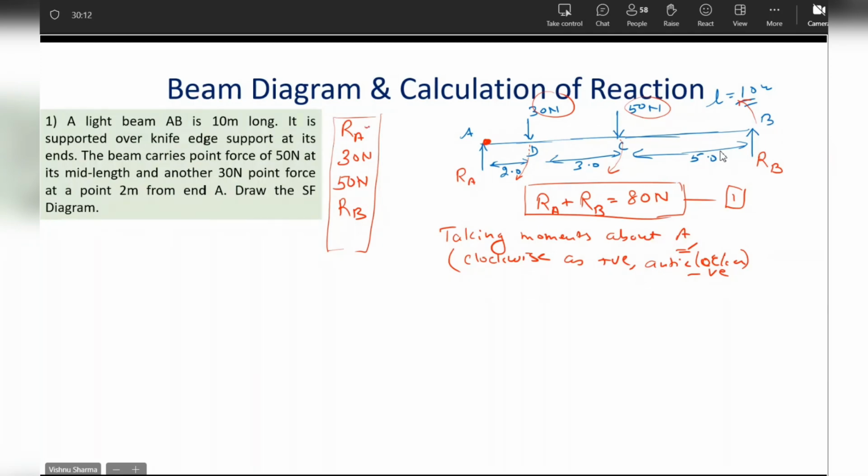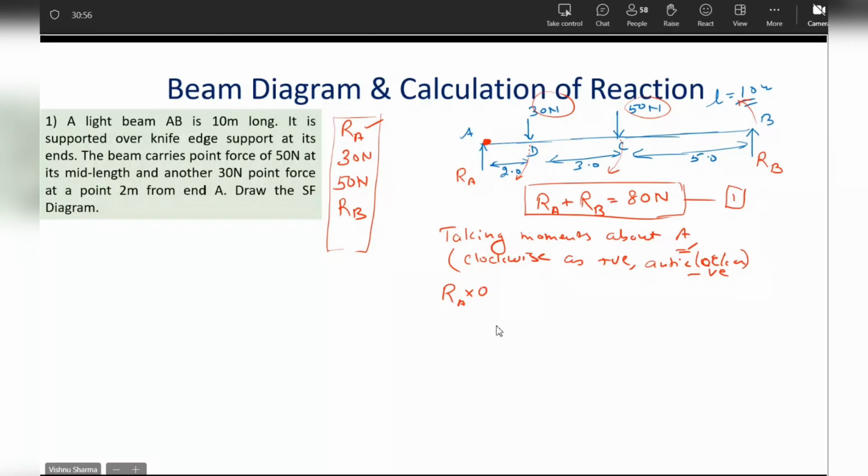Guys, my first force is RA. Look at the diagram and tell me what should I multiply with what to get the moment of RA about A? What should I do to get the moment of force RA about A? Whatever comes to your mind, basis what I have explained. RA into 0. Why? Because the lever of RA is 0. So moment of RA about A will be RA into 0. So whether you put plus or minus doesn't matter.